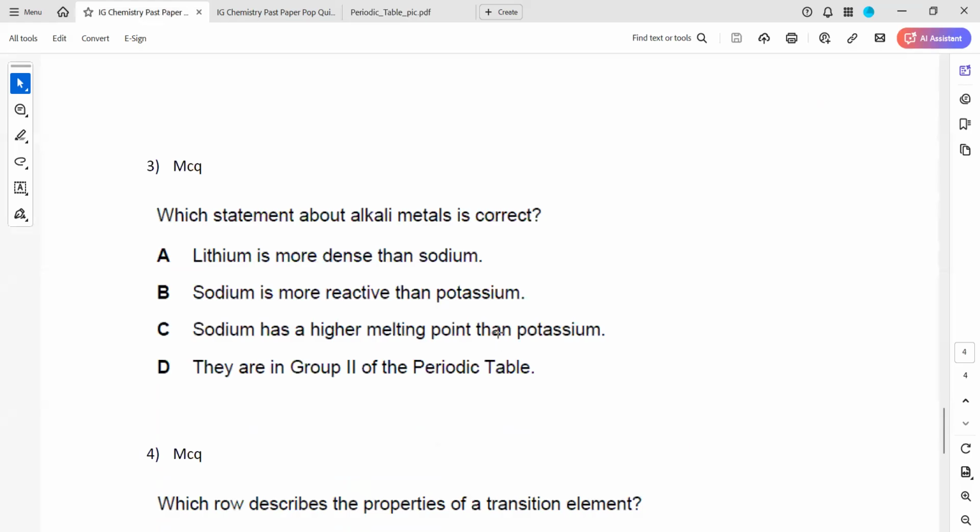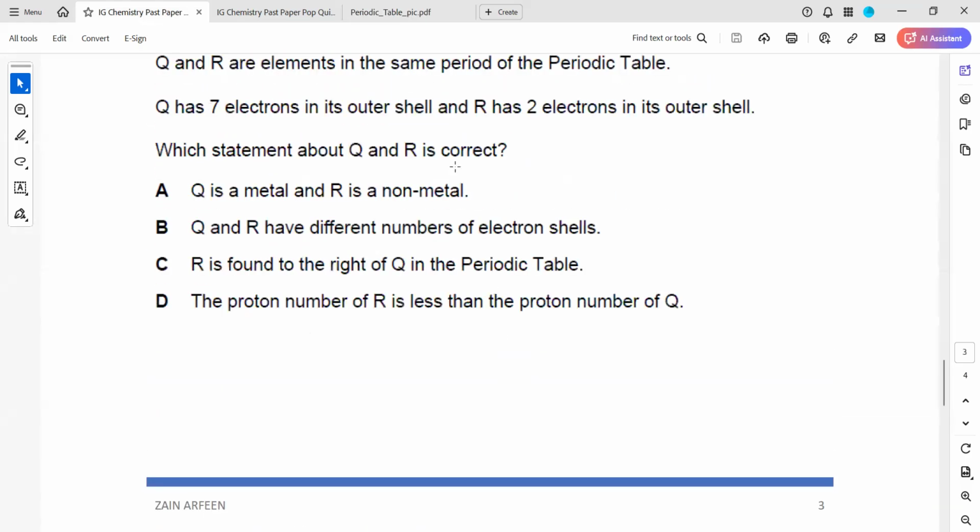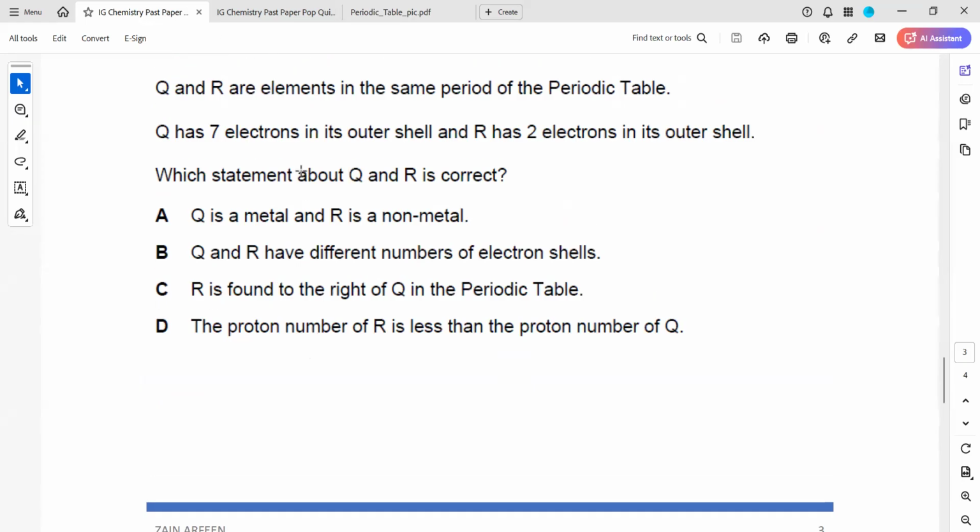Why not B? Q and R, different number of electron shells. Why is this wrong? Because as they already mentioned, they're in the same period. So when elements belong to the same period, they will have the same number of shells.